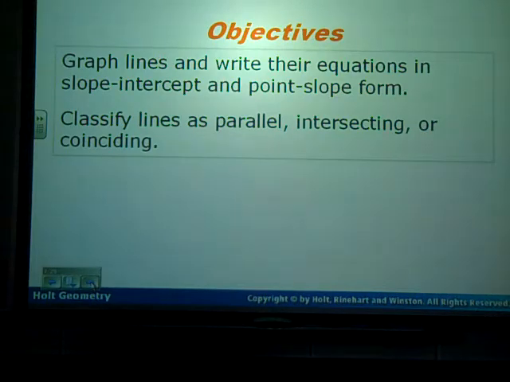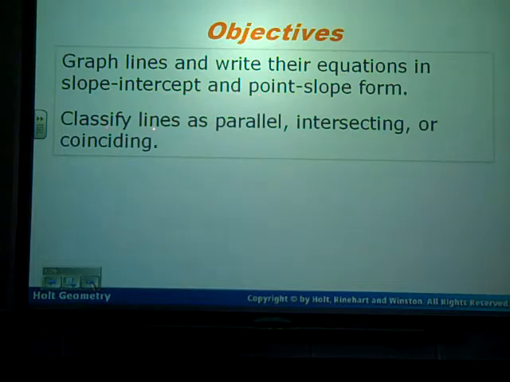In 3.5, we looked at slope and how if lines are parallel, they have the same slope, and if they're perpendicular, they have opposite reciprocal slopes, and if neither condition exists, we know the lines simply cross. So today we're going to look at more lines. We're looking at graphing lines and writing their equations in slope-intercept form and in point-slope form.